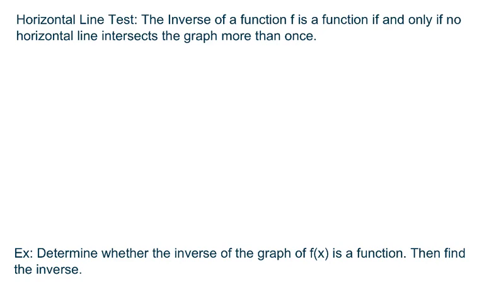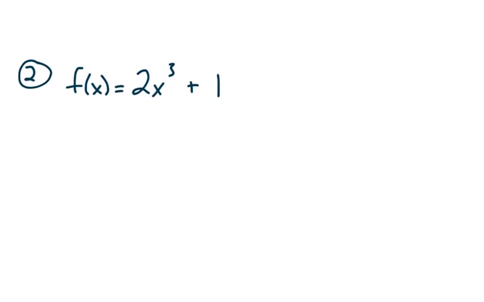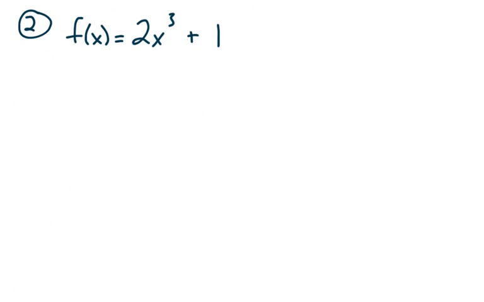Let's try another one here. F of x equals 2x cubed plus 1. First thing we need to do is replace f of x with y. Y equals 2x cubed plus 1. Go ahead and switch x and y. X equals 2y cubed plus 1.